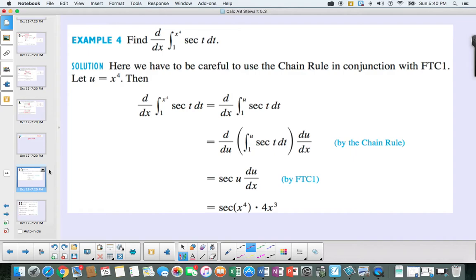Here's an example of taking the derivative of an area accumulator as well. Notice there's something a little more difficult: that top limit is not the variable x, it is x to the fourth. So we're going to take this more complicated upper limit and write u, and take the derivative with respect to u, understanding that we're going to have to use the chain rule. The derivative will be secant u times du dx. Now remember what u was equal to. U is equal to x squared, so I resubstitute and take the derivative of u, which is 4x cubed.